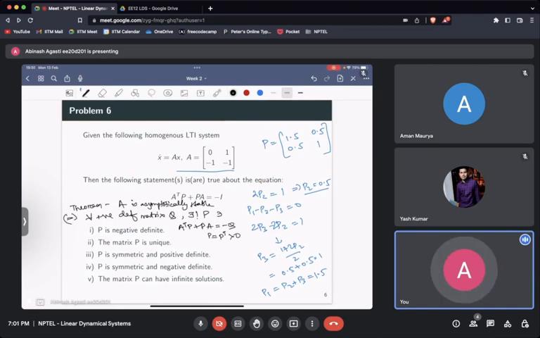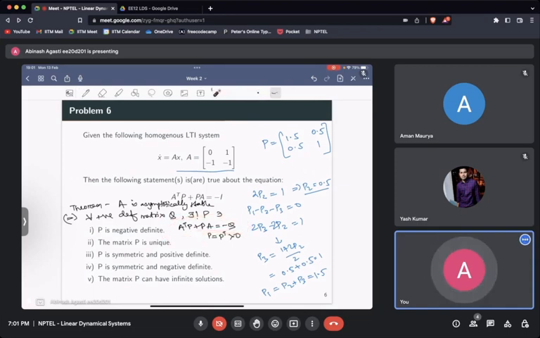So we have a system, let's say x dot equal to Ax, which happens to be asymptotically stable. All right. So the theorem says this condition is equivalent to saying that for all positive definite matrices Q, there always exists a unique positive definite matrix P such that this particular equation is satisfied.